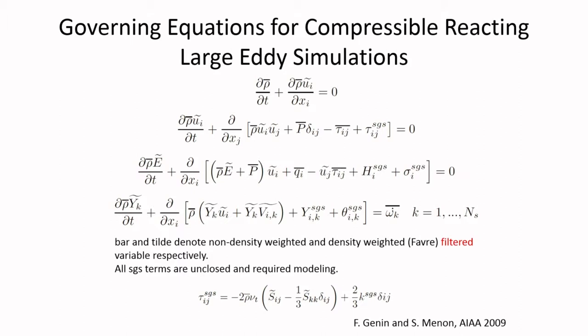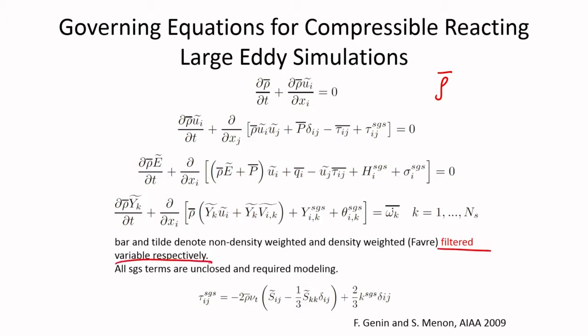In RANS, you solve for only the average variables, the arithmetically averaged ensemble average variables or the Favre average variables. In LES, what you do is that you solve for filtered variables. Now, what is contained in these filtered variables is the information from the larger scales to some intermediate scales which belong to the inertial range. So, these barred variables, for example, this rho bar, is essentially the non-density weighted filtered variable.